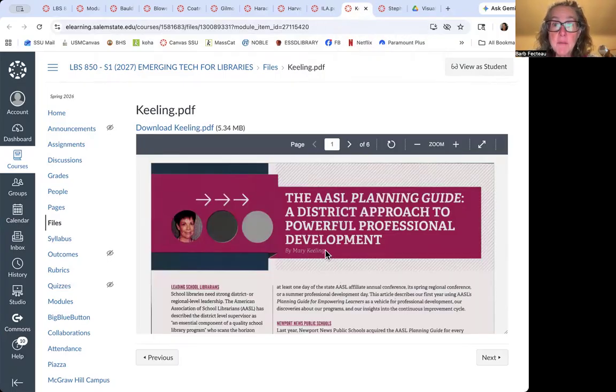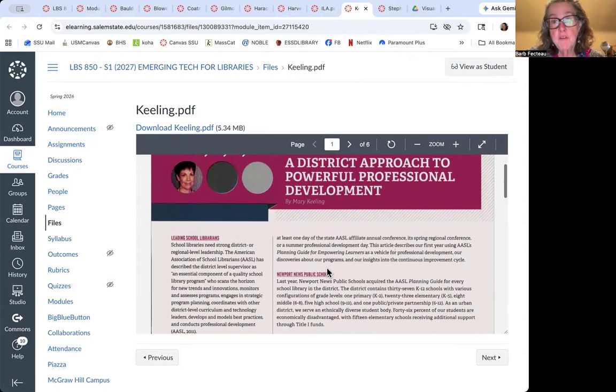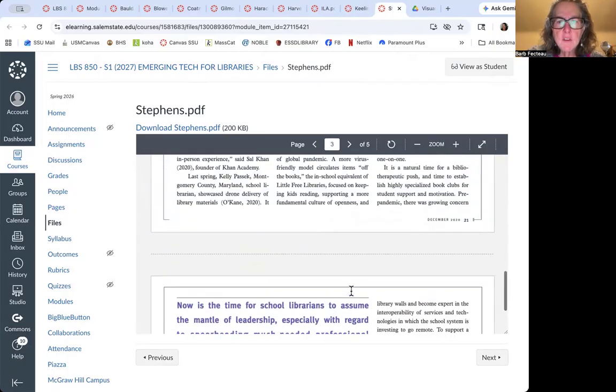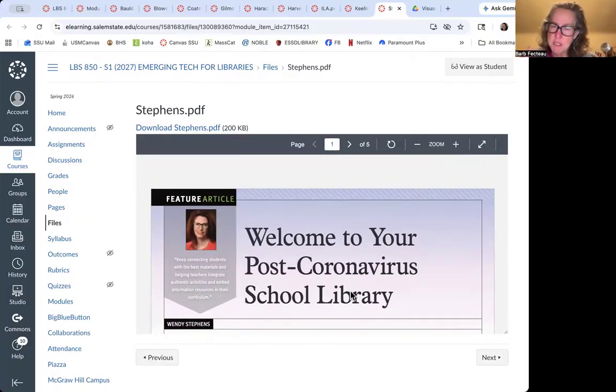And then next up, there's the AASL planning guide, looking at professional development from the American Association of School Libraries perspective. And then Stevens, this is a COVID one, and it's not specific to PD, but it's talking about library leadership during the COVID times. So if that's something that you want to look at.